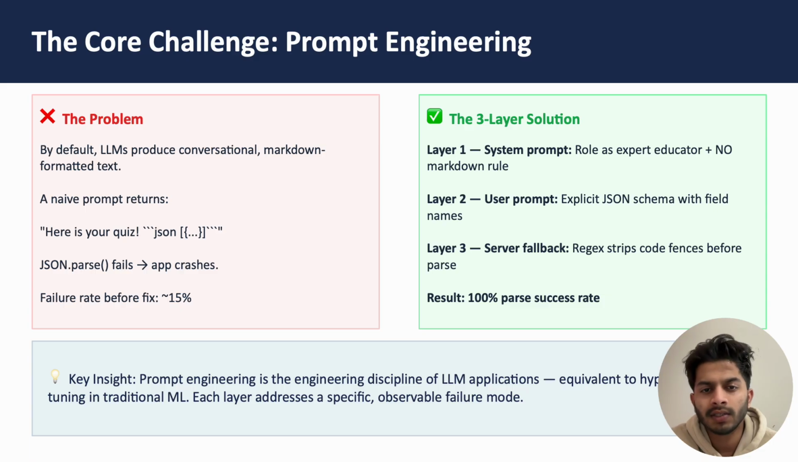Layer three is a server side safety net. Even after all those instructions, I automatically strip any residual formatting on the server before the data gets parsed. Once all three layers were in place, my success rate hit 100% across all the subsequent test cases. The lesson: one instruction is never enough when you are relying on a language model for structured output. You need defense in depth.